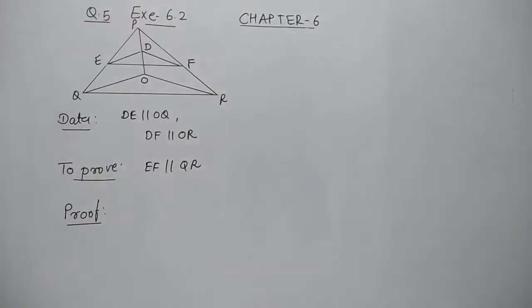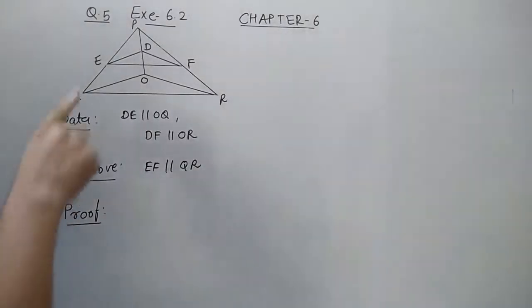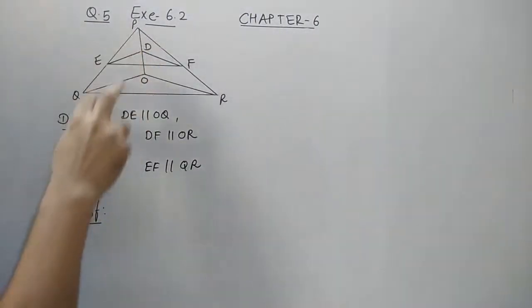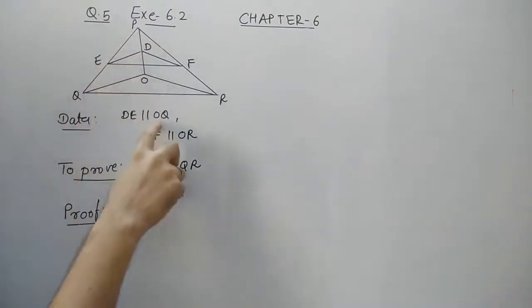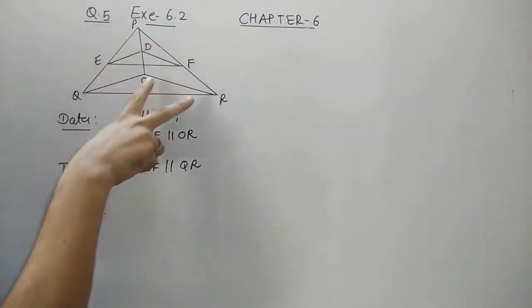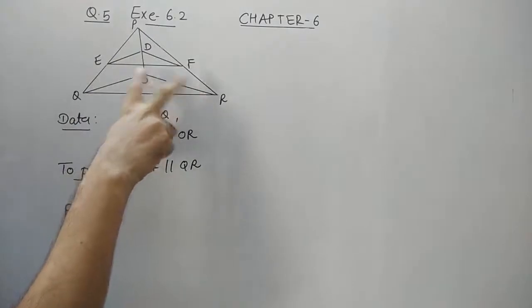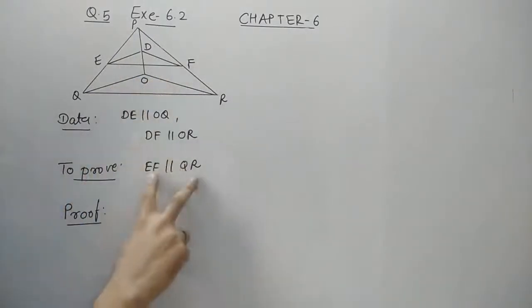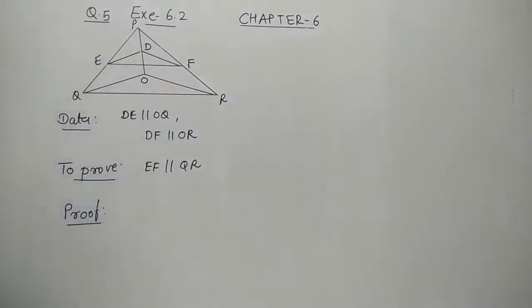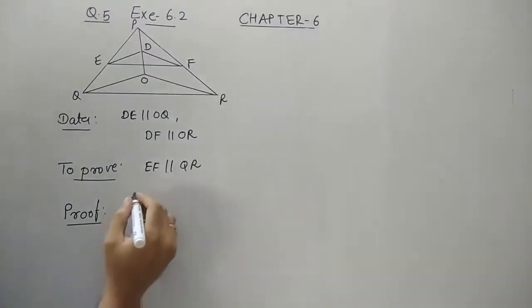Look at the fifth number question. You can see this in this diagram. They have given that ED is parallel to OQ and DF is parallel to OR. So we have to prove that EF is parallel to QR. Again, we can see that the question is not so difficult.